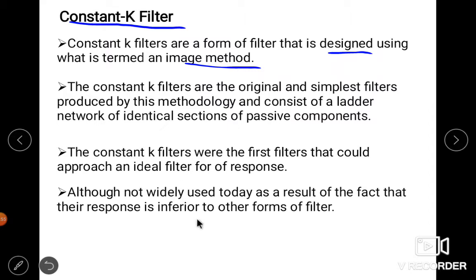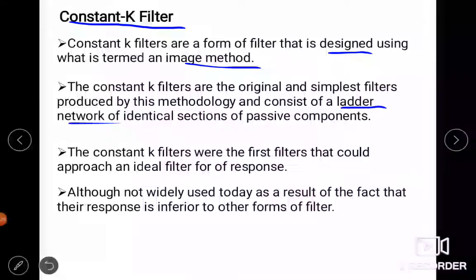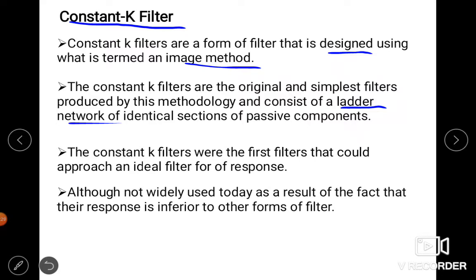So what do we mean by the ladder network? These are the terminologies we use in this chapter. The network consists of identical sections of passive components. They are the first filters that could approach the ideal filter frequency response to within any prescribed limit, with the addition of a sufficient number of sections.